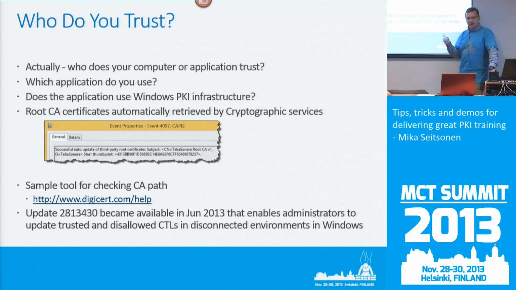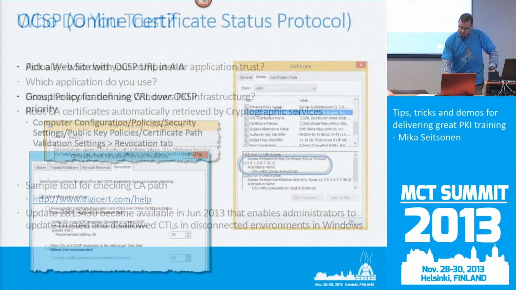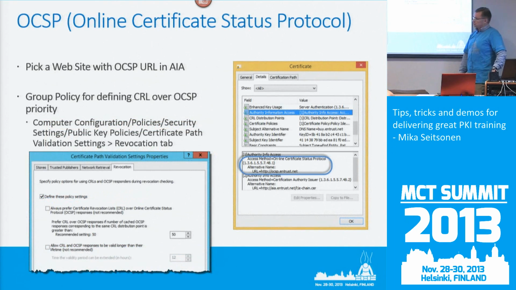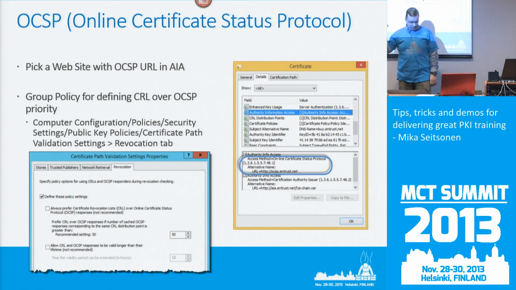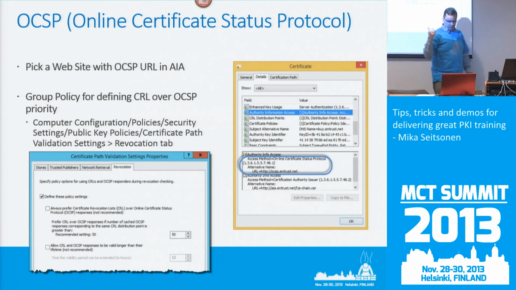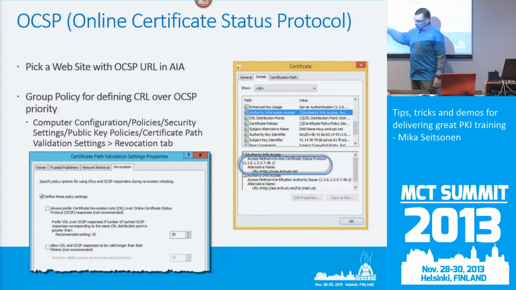The other tool that has become a very useful tool for me is the CAPI2 logging. What CAPI2 logging enables us to do is show us if there are any problems with certificates or CRL checks. I put here screen captures of the OCSP and also the setting that I showed you from the group policy.